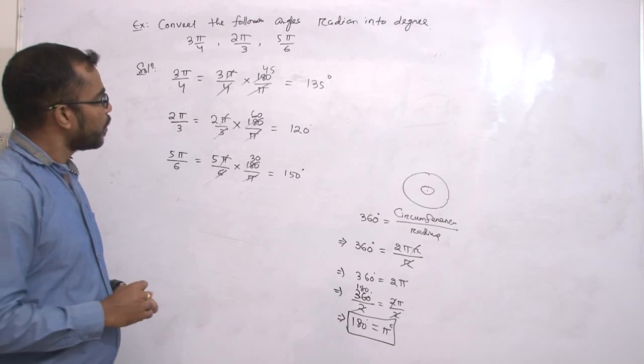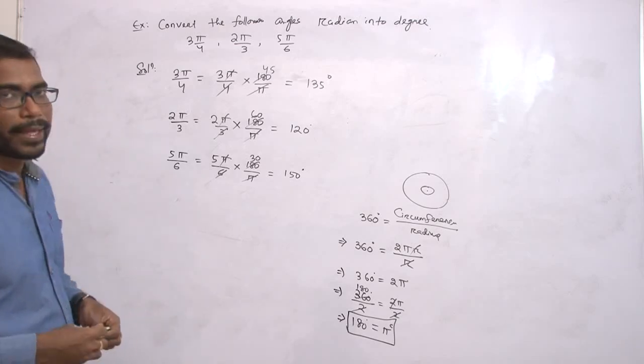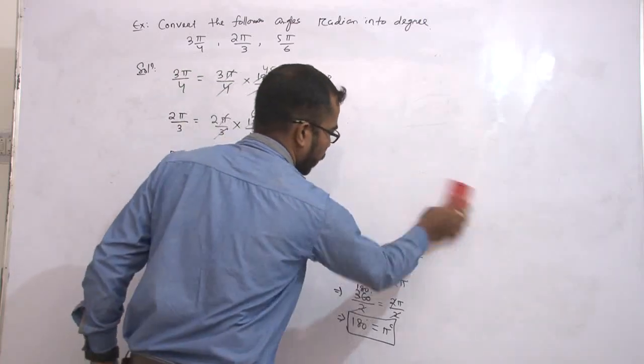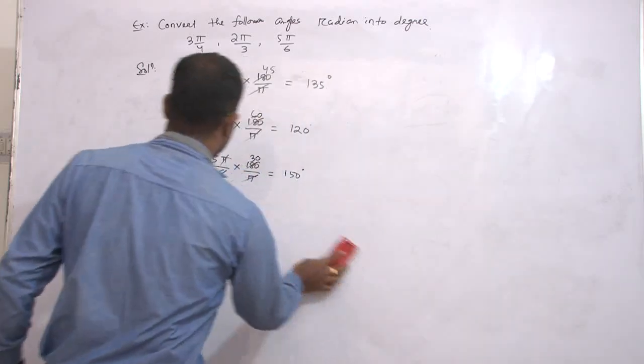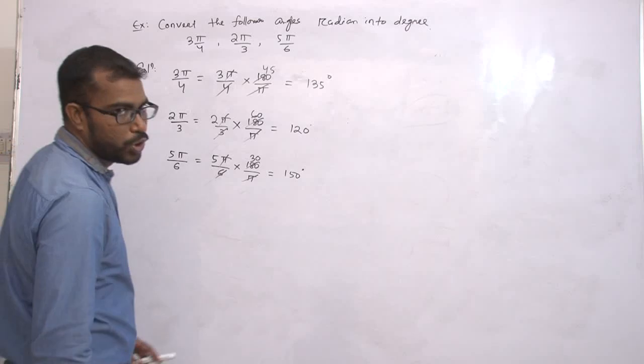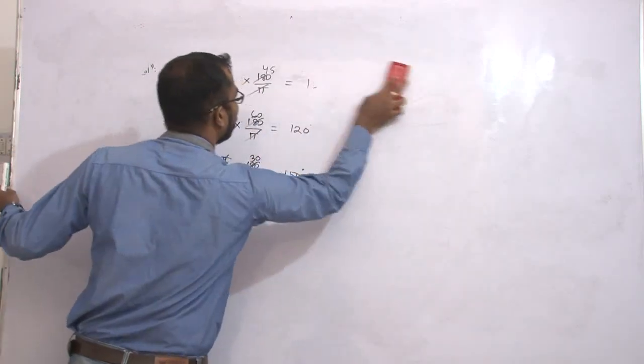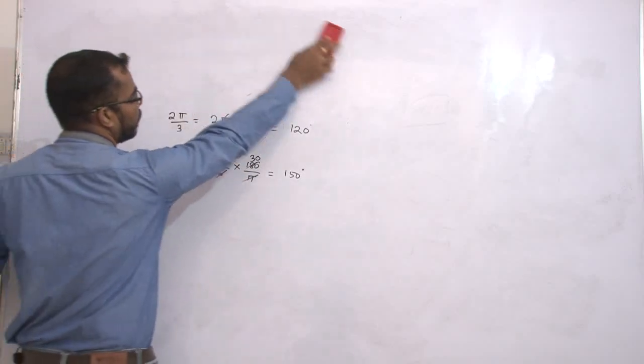Now next we have to proceed to standard angles. What are the angles? As you know, in class 10, I take 0 degree to 180 degree. So how to write the standard angles?